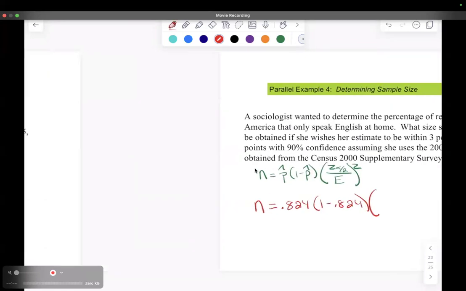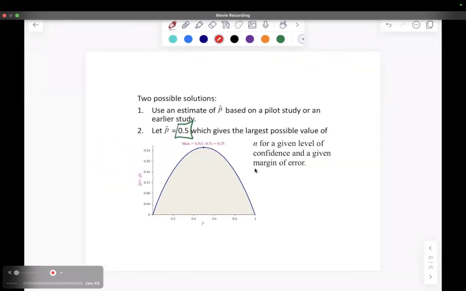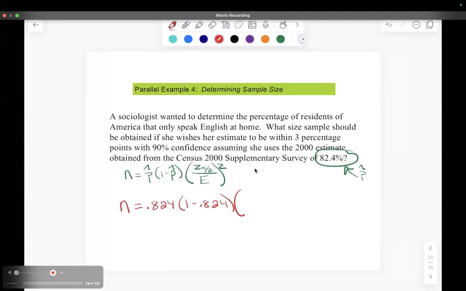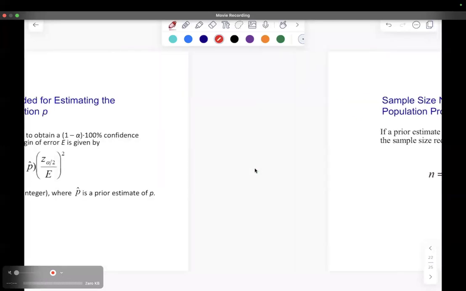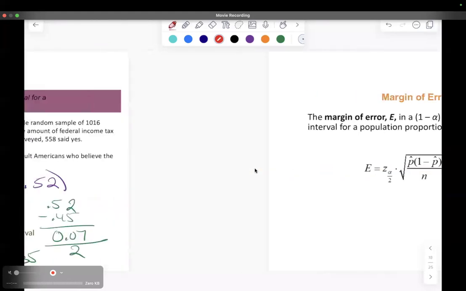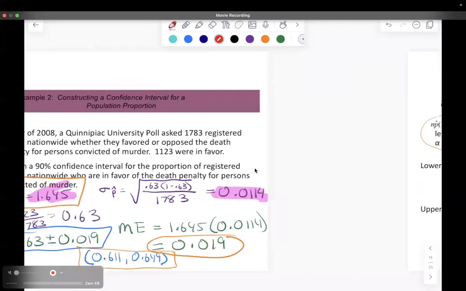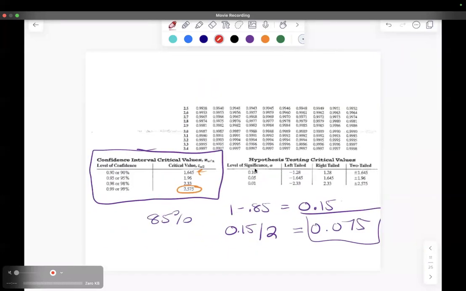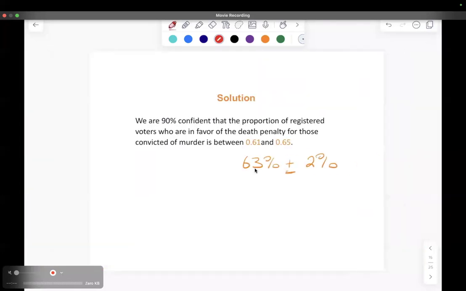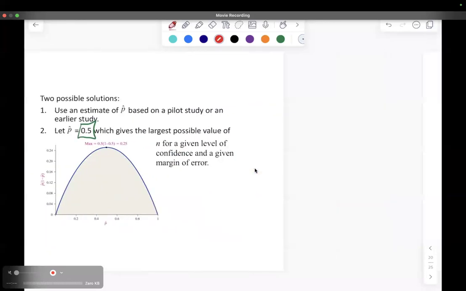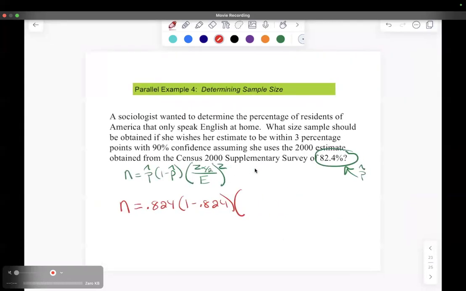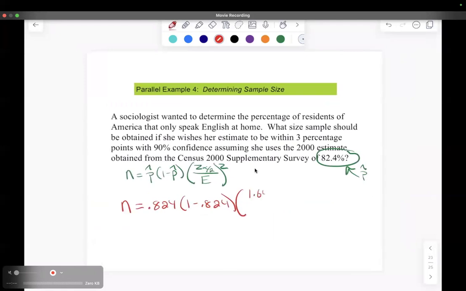I'm going to go back a few screens. I don't remember which margin of error we're using. Are we using 95%, 90%? I can't get back there. 90%, I wish I had it up on my screen. 90% is 1.645. Okay, here we go. So we're going to use 1.645. And my margin of error is 3 percentage points, so 0.03 squared.